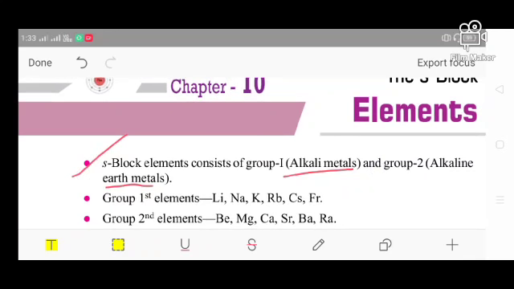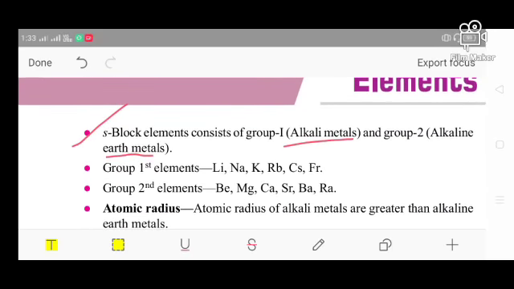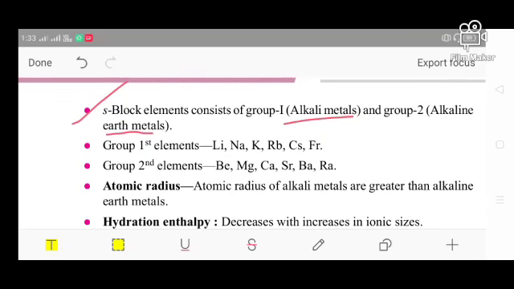Okay, so the group 1 elements, the alkali metals, are lithium, sodium, potassium, rubidium, cesium and francium. So you have to remember the group 1 elements. And after that, the group 2 elements are beryllium, magnesium, calcium, strontium, barium and radium. Okay, so these are the group 2 elements.